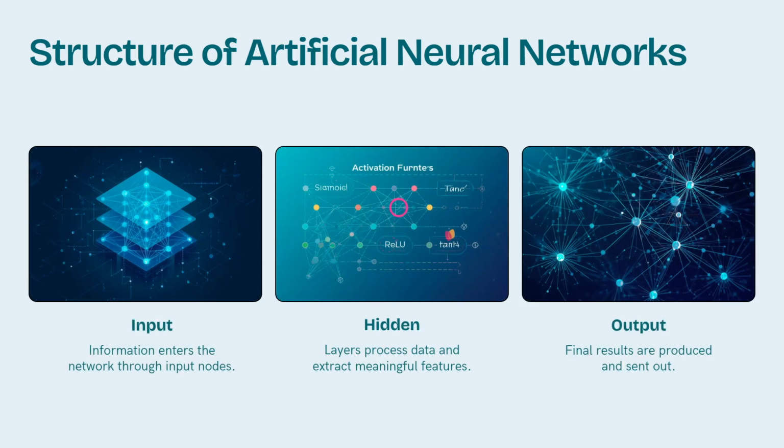Now let's look at the structure of ANN. Remember the network of lights. Let's organize them into three big groups. Very first is the input layer. This is where information enters the network. If you are giving an image, each pixel becomes a number and enters through the input nodes. It is like your eyes sending signals to your brain.